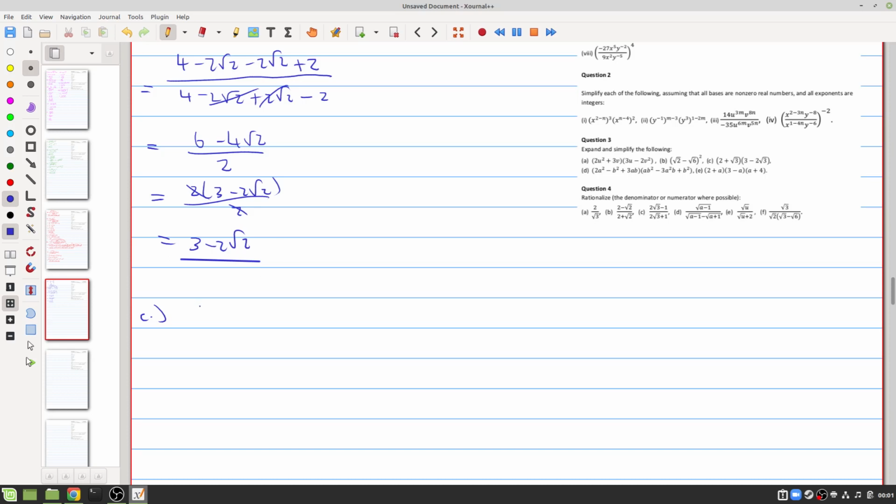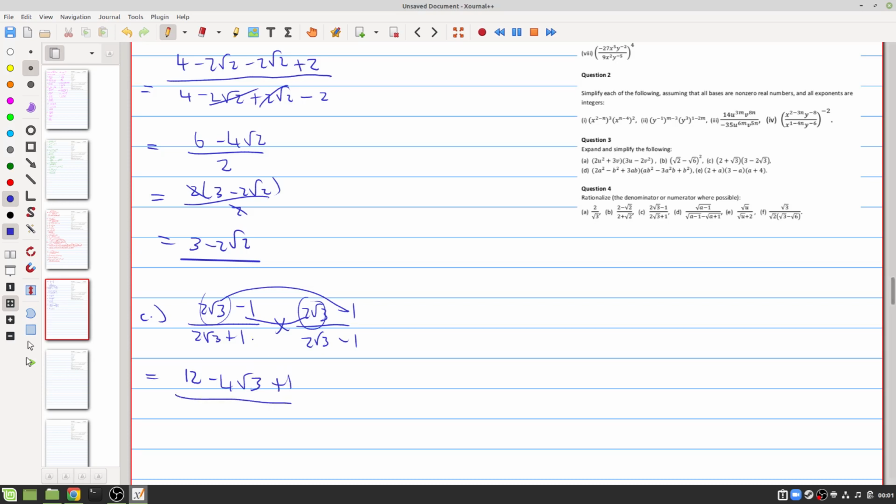Question C, we've got 2 root 3 minus 1 over 2 root 3 plus 1. So again, we see it's two different terms, so we want to multiply by the conjugate. So we're going to multiply by 2 root 3 minus 1 over 2 root 3 minus 1. At the top I'm going to do this a little bit quicker. First term times first term is going to be 12. Then multiply this and this, so it's minus 2 root 3 minus another 2 root 3, so it's going to be minus 4 root 3. And then minus 1 times minus 1 is positive 1.